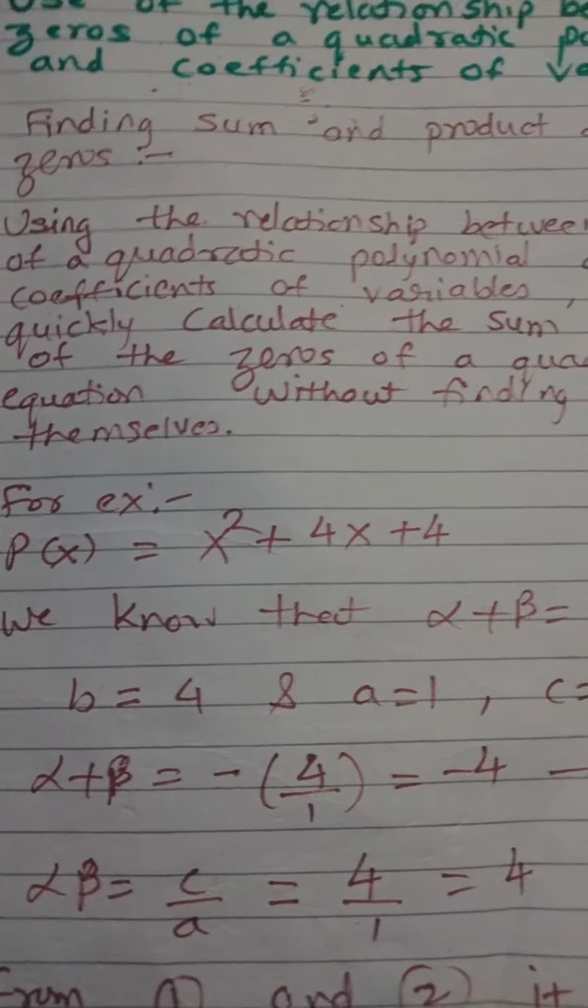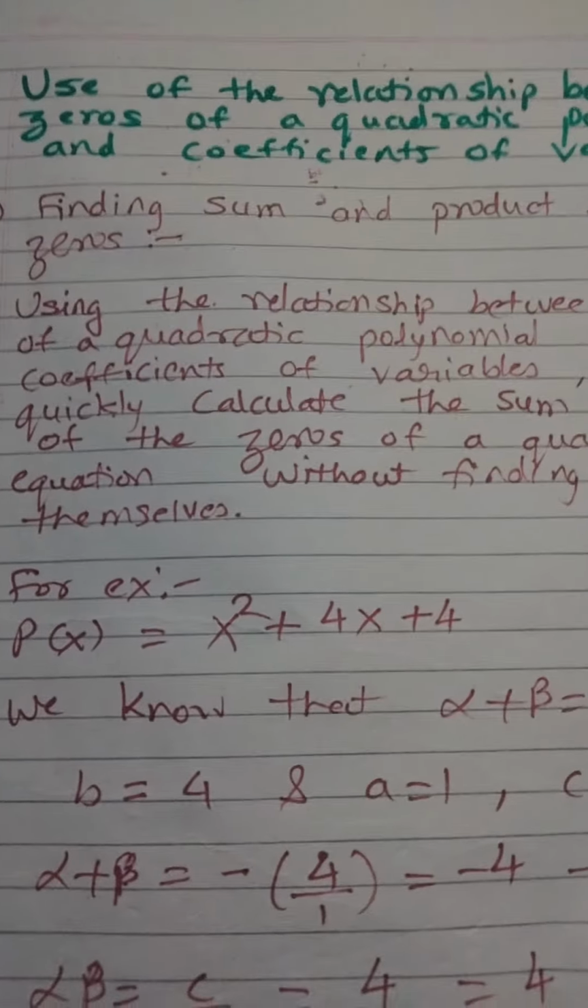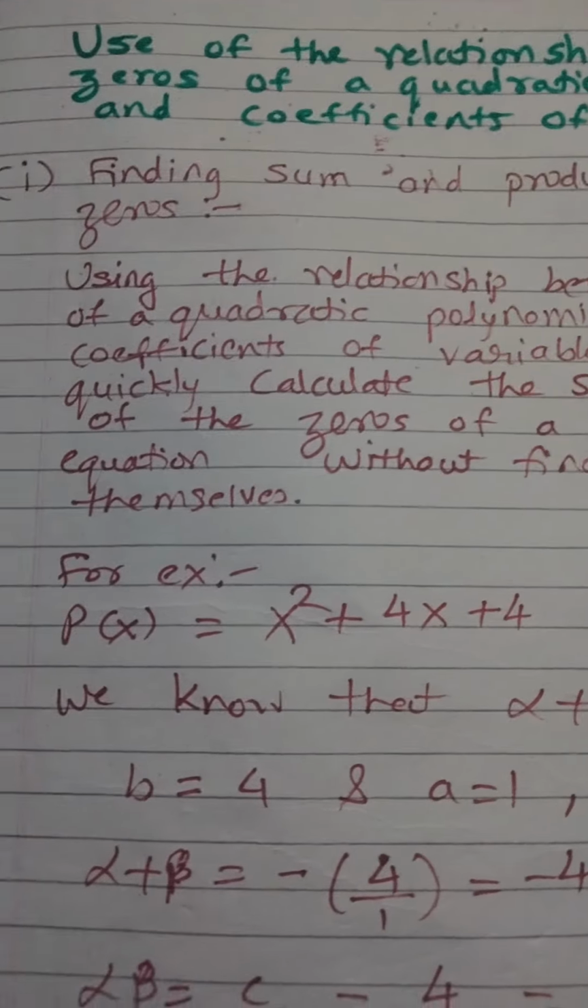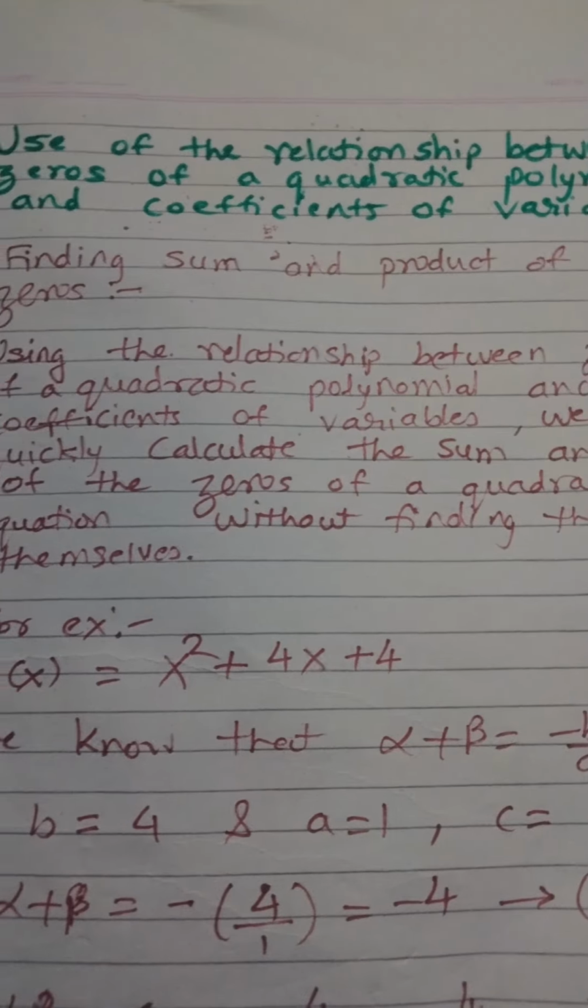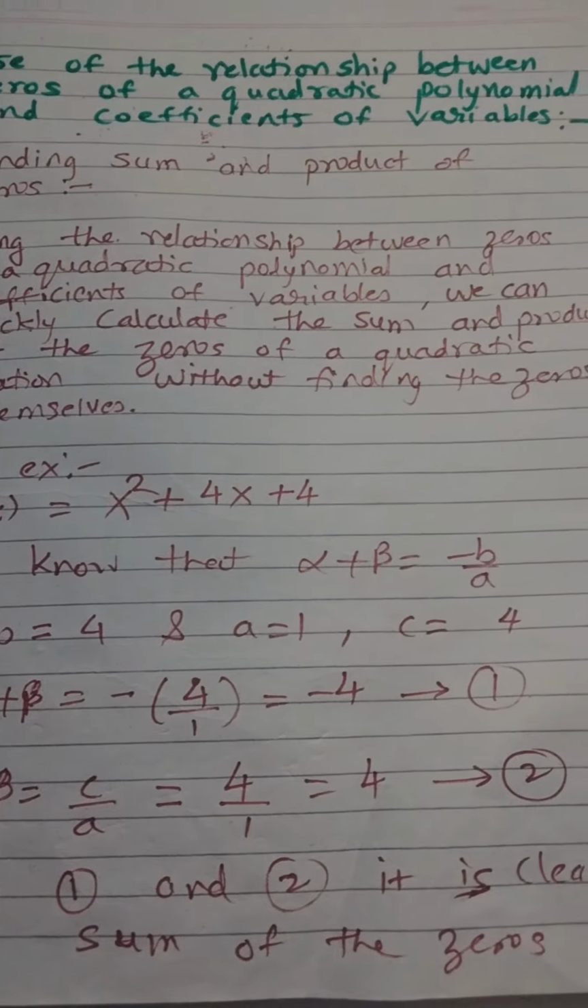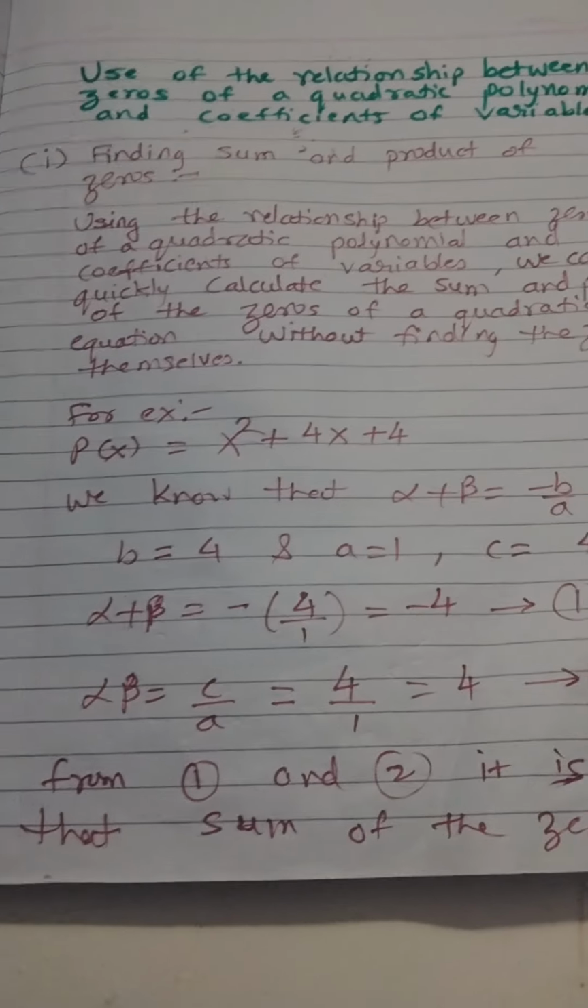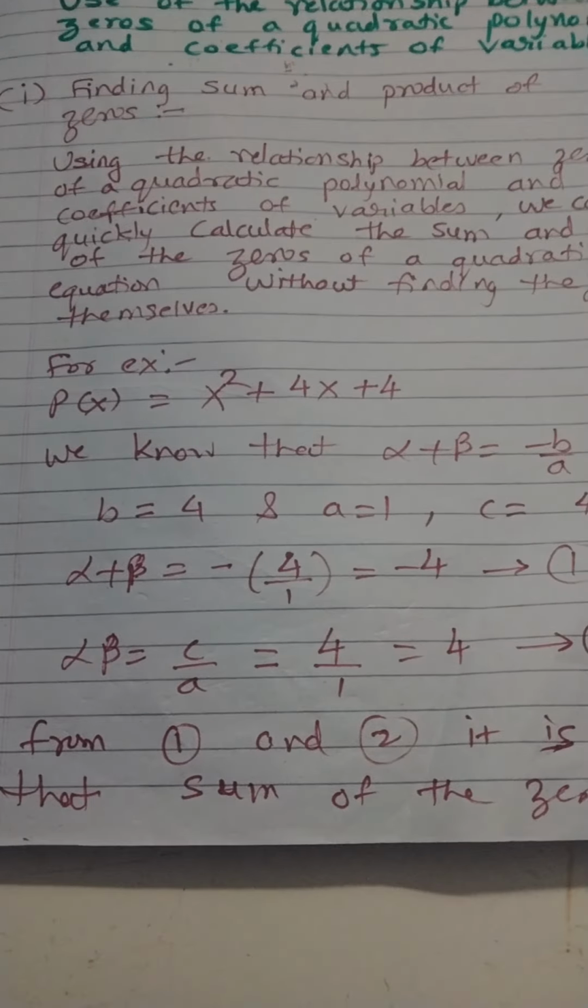For example, p(x) is equal to x square plus 4x plus 4. This is an example of a quadratic polynomial. Now comparing the coefficients of the variable with the general form of the equation ax square plus bx plus c, we get a is equal to 1, b is equal to 4 and c is equal to 4. Now we know that alpha plus beta is equal to minus b upon a and alpha multiplied by beta is equal to c upon a.